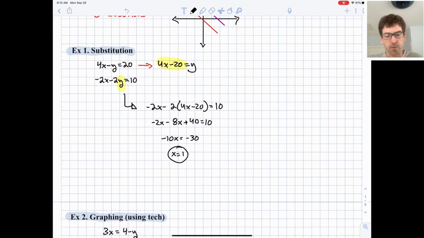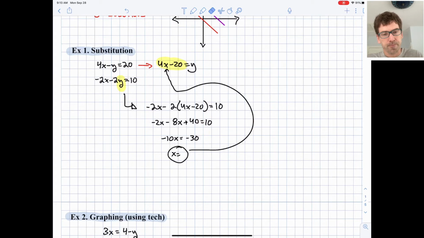We get x is equal to 1. We're not done yet, but what we do need to do is solve for y. We can plug that 1 in, x is equal to 3. I did that division wrong. Negative 30 divided by negative 10 is 3. So let's plug that 3 in for the x in my other equation.